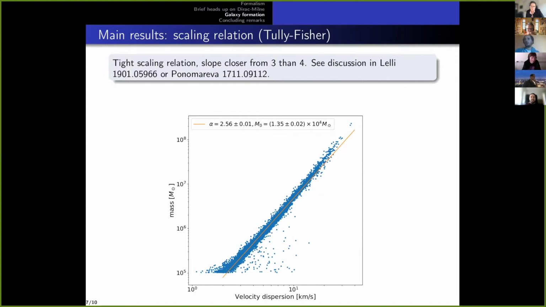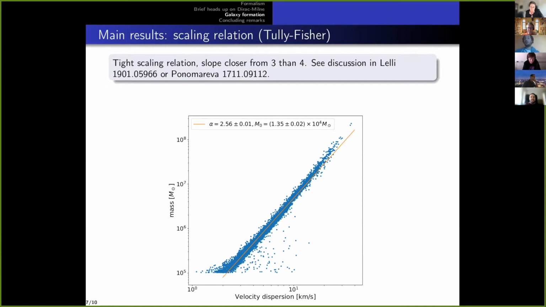So as far as I understood, with this Tully-Fisher relation, the most important thing is that you have a tight scaling relation. You know, the blue dots are not spread out over the whole box. Okay, it's good. I'm almost done.